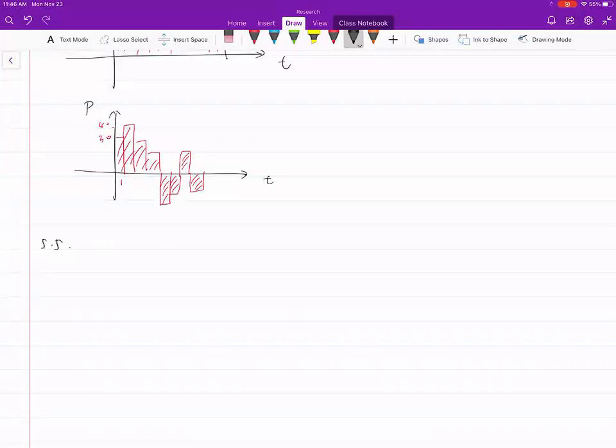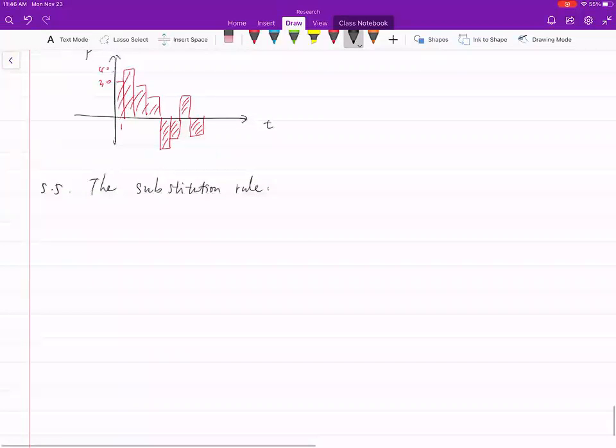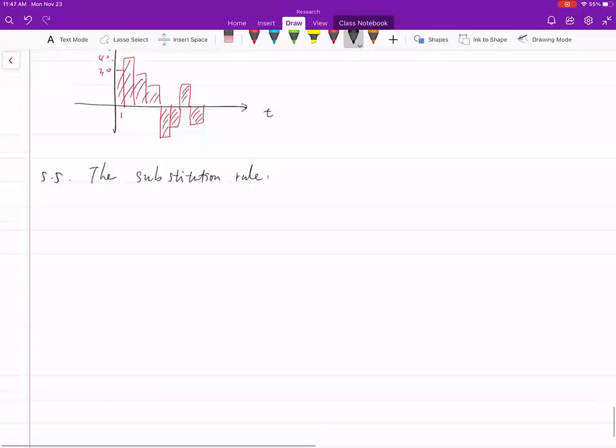Finally, the substitution rule. We will go ahead and try to do the integrals, which is a little bit harder than just the formula. We start with an example like this.